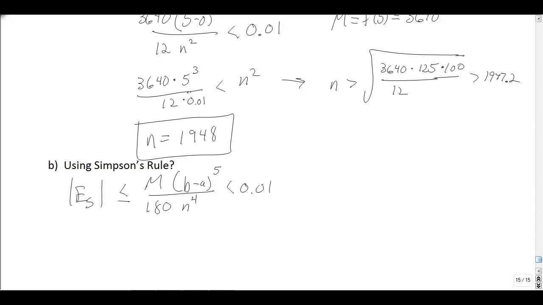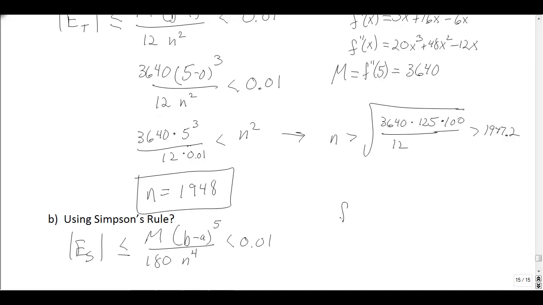M, I need again a fourth derivative. So I knew f double prime of x was 20x cubed plus 48x squared minus 12x. So we take a third derivative, gives me a 60x squared plus 96x minus 12. And then our fourth derivative is 120x plus 96. Note, each of these terms is positive for x from 0 to 5, so I don't have to worry about where the local max is.